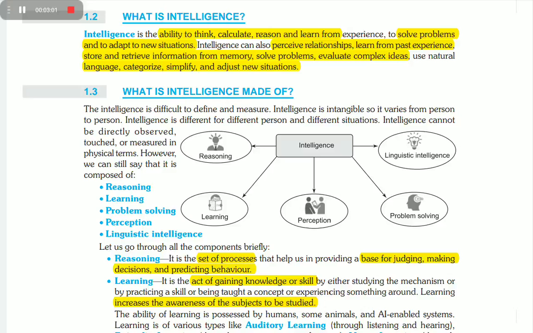Basically, what is the definition of intelligence? Intelligence is the ability to think, calculate, solve, reason. You will learn reasoning afterwards. And to learn from experience or past experience to solve problems and to adapt to new situations. Intelligence can also perceive relationships, meaning that if we are intelligent, we can also perceive relationships.